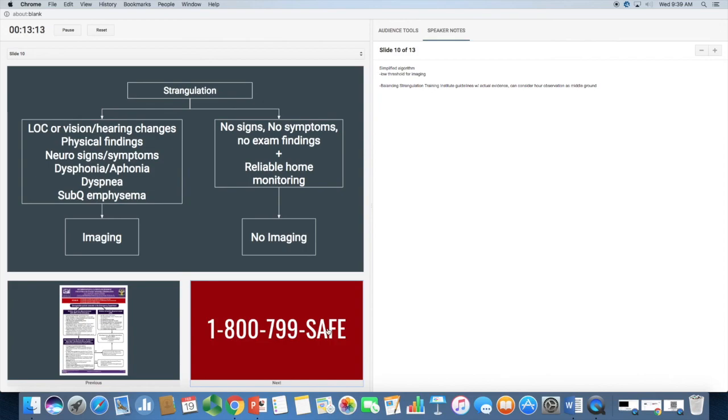So I've simplified it here. The guideline from the Strangulation Training Institute says that you're going to image anyone who reports loss of consciousness, anyone who reports vision or hearing changes, anyone who has any physical findings, anyone who has any neurologic signs or symptoms, anyone with dyspnea, and anyone with any subcutaneous emphysema. Those are all going to get imaging, and CTA is going to be your go-to because it's going to give you your best bang for the buck.